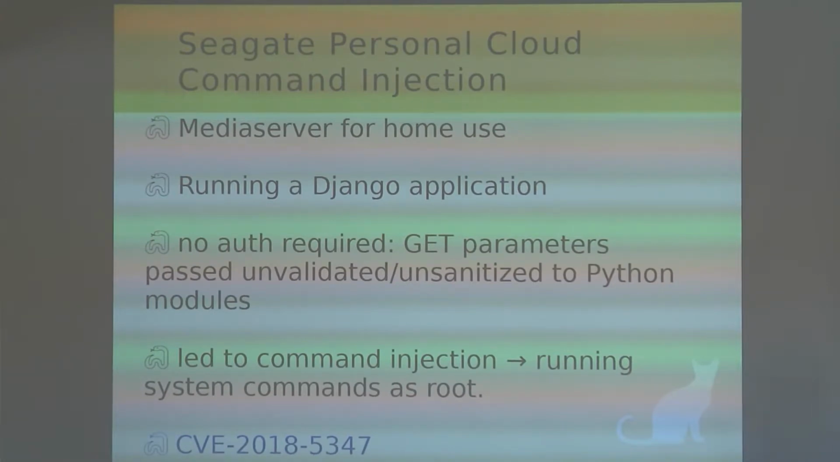vulnerability is the Seagate Personal Cloud. It's a media server for home use with two hard disks in there, and it's running a Django application. For the exploit, you don't need to authenticate. You just send some GET parameters to some URL endpoints, and they're passed unvalidated and unsanitized to the Python modules.